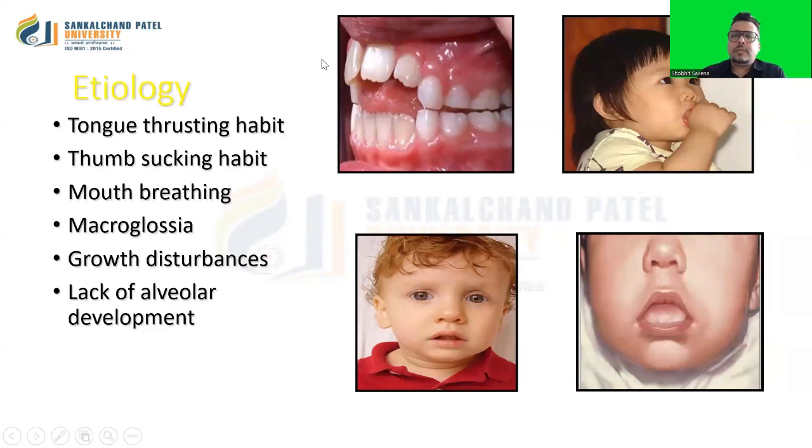It is also seen in small infants who have a habit of thumb sucking or digit sucking. In these cases, open bite can be seen. It is also seen in patients or infants who have a mouth breathing habit. Open bite is seen in patients who have macroglossia or a large tongue. It is also seen in patients who have growth disturbances, as well as in patients who have a lack of alveolar development.